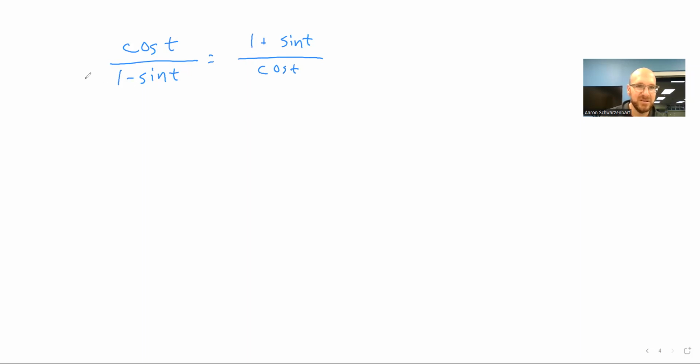So I'm going to start here by getting a common denominator, or not getting a common denominator. So I know that 1 minus sine squared is cosine squared. So a little trick is I'm going to get this to 1 minus sine squared by multiplying by its conjugate. And again, I always do that top and bottom.